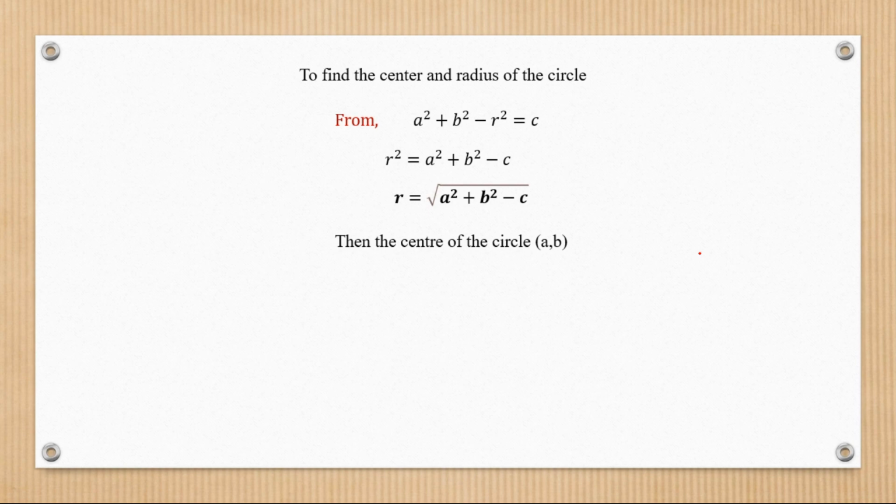Then the center of the circle, (A, B), is the way we can represent it. A represents the X coordinate of the center, and B represents the Y coordinate of the center. Then we can represent A with negative G, and we can also represent B with negative F. So as usual, we shall be using this interchangeably. Whether we have it in the forms of G or F, or in the forms of A and B, it won't matter.